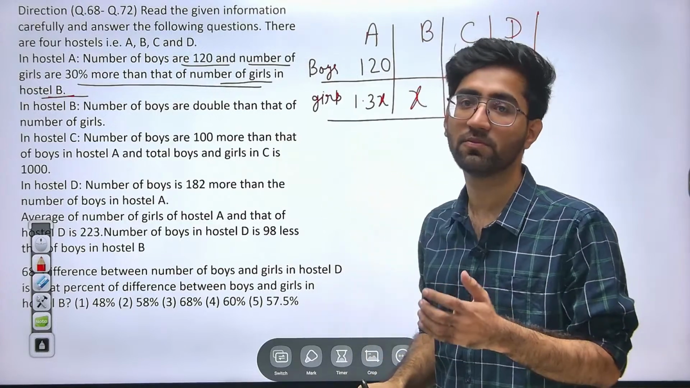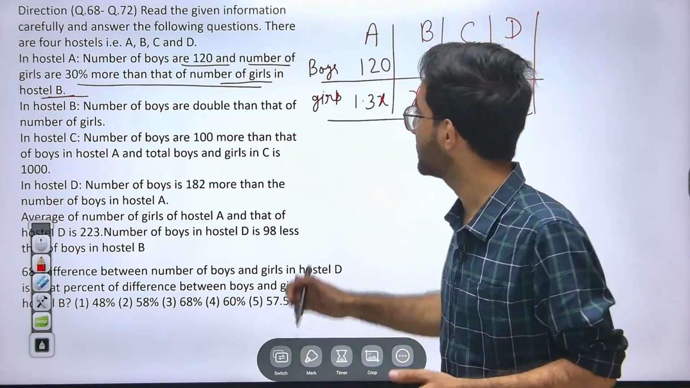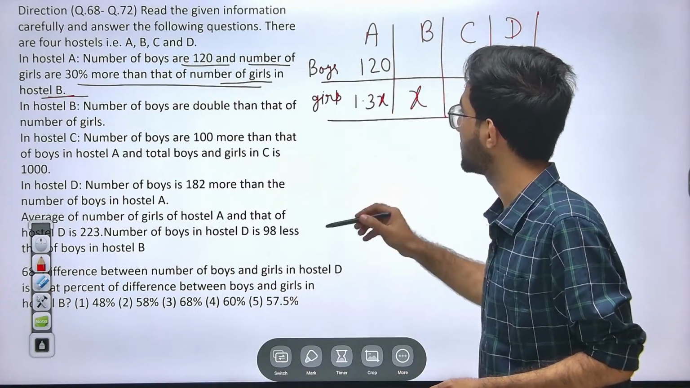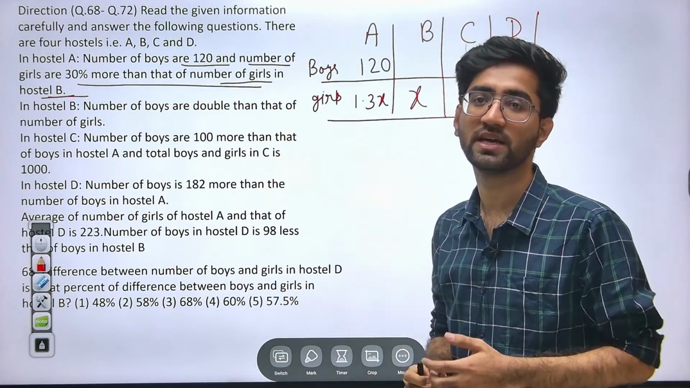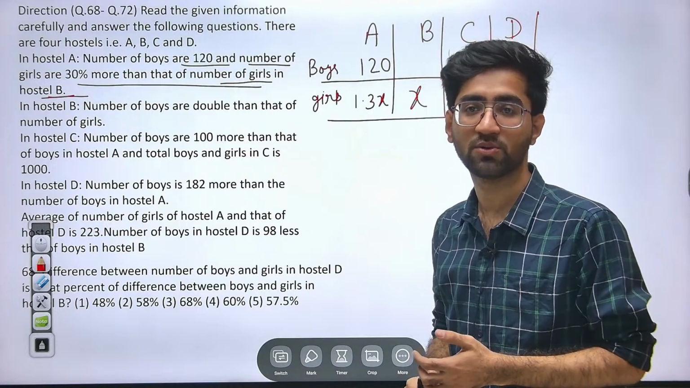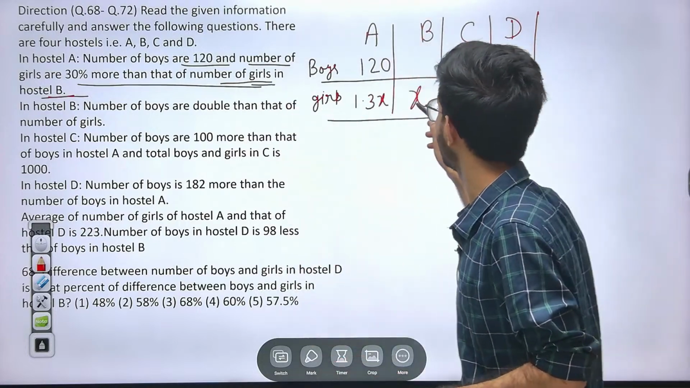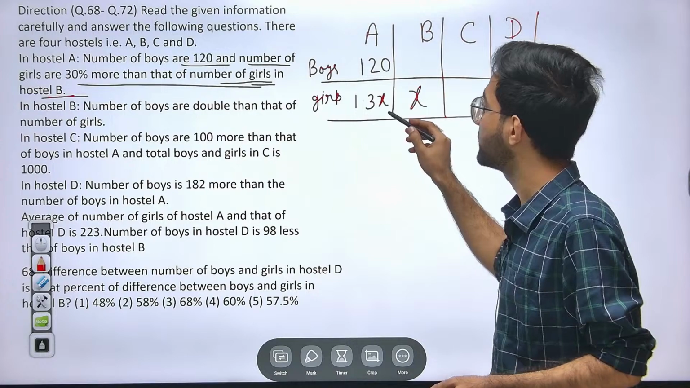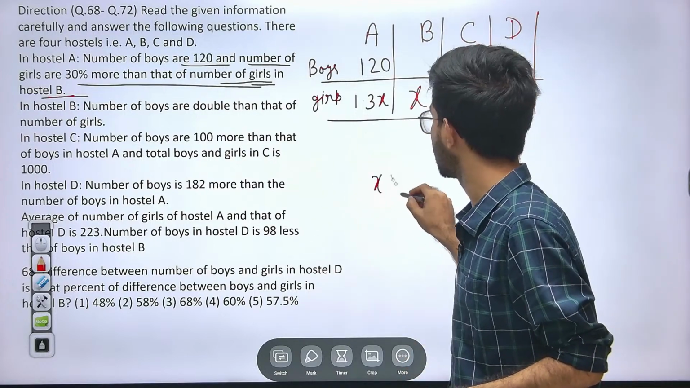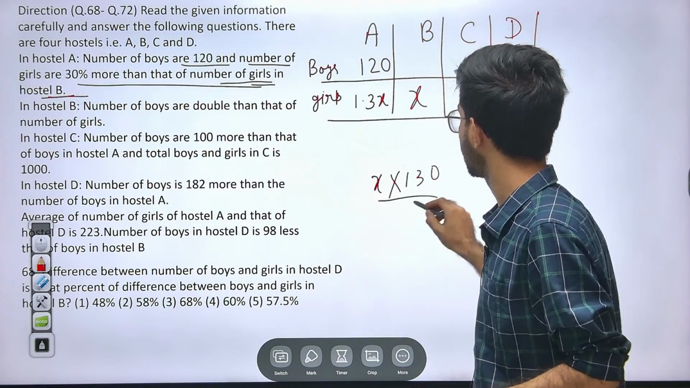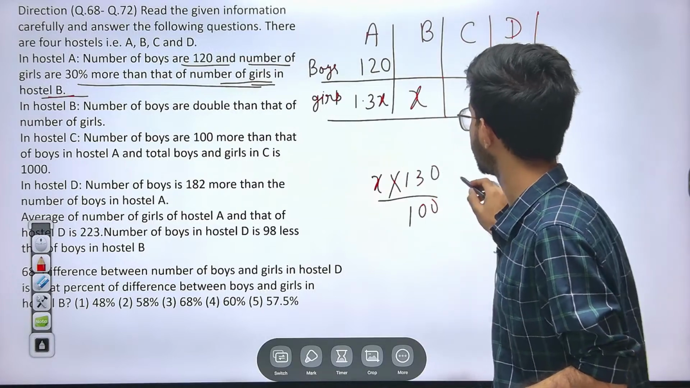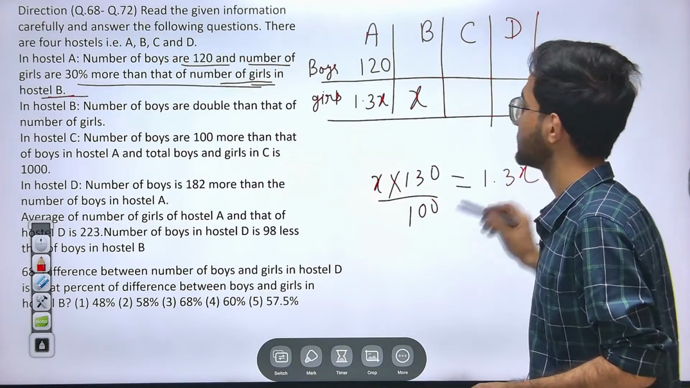Why we have written 1.3x? Because it has been given that the number of girls in hostel A is 30% more than the number of girls in hostel B, and we have assumed that number of girls in hostel B is X. So obviously X into 130 divided by 100, right? Because this value is 30% more, so 1.3x.